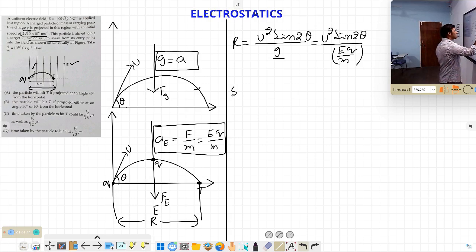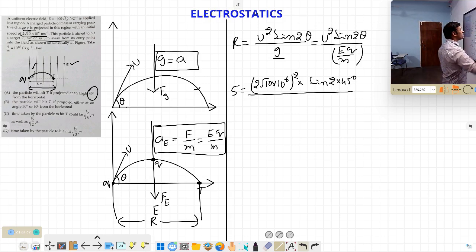So how much is the range value given? 5, because in the diagram 5 is the range, equal to, what is the u value? In the question they have given 2 root 10 into 10 power 6, whole square, into sine 2 theta. What is the first option given? 45 degrees. Substitute here. If you substitute 45, check whether both values become equal or not. What is the E value? How much electric field are we applying? That is 400 root 3. The minus sign indicates direction only.